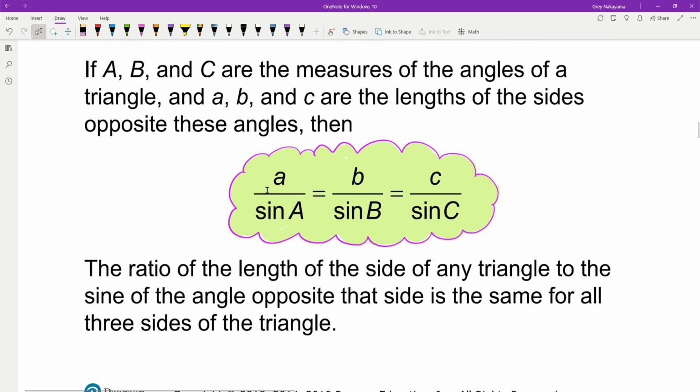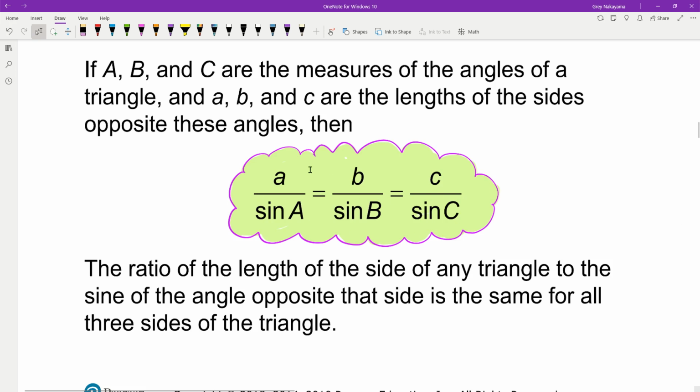ratio of a side and the sine of the angle opposite. Remember that little letters are the sides, and capital letters are the angles opposite those sides. Okay, so we already know that from SOHCAHTOA. But so the ratio of a side and the sine of the angle opposite is the same for every part of the triangle, and we are going to use that to solve oblique triangles.